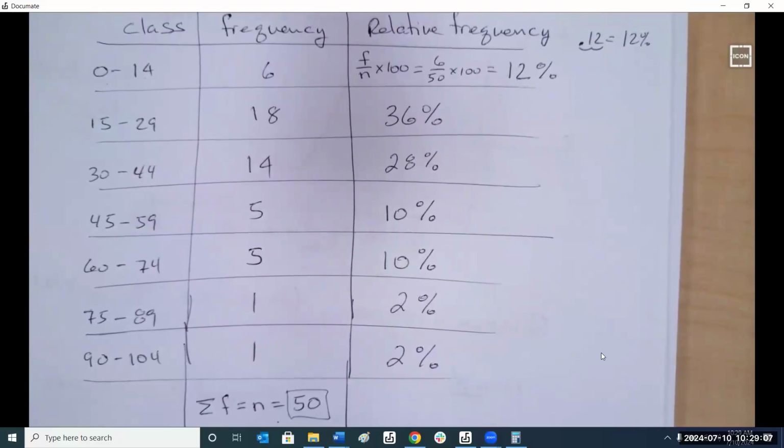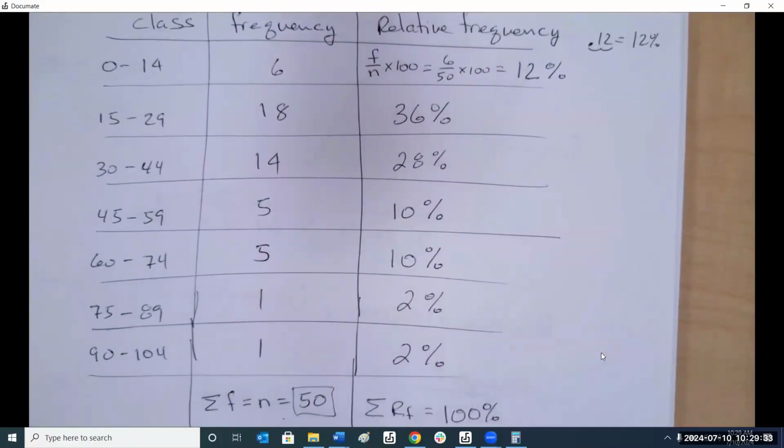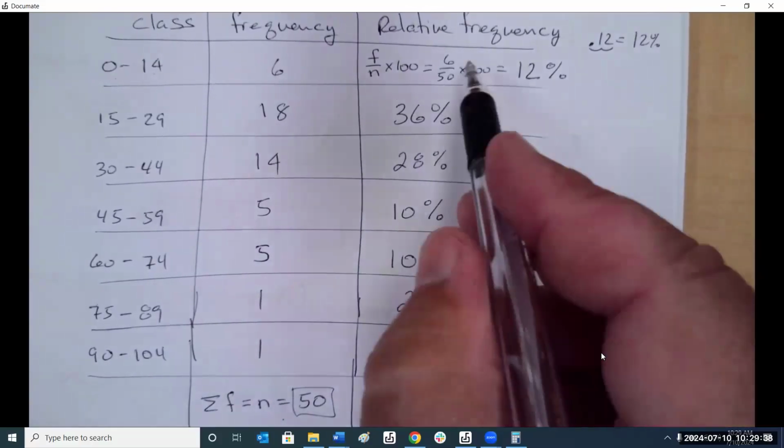We always have to have a checks and balance. We added up our frequencies to find our N, to make sure we had the same number of frequencies that we have number of data. What happens if we add up all the relative frequencies? It should equal 100%. That was a good guess, though. But no, it's not 50, it's 100%. Remember, these are now in percents.